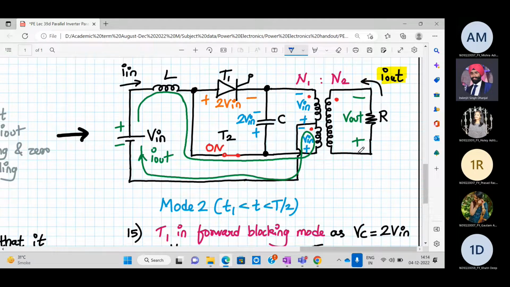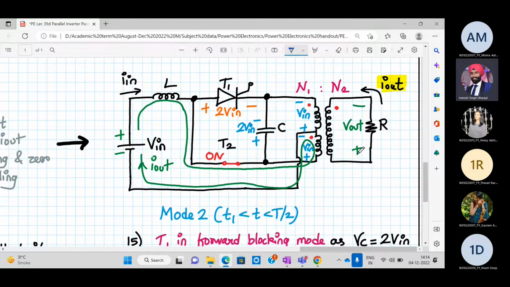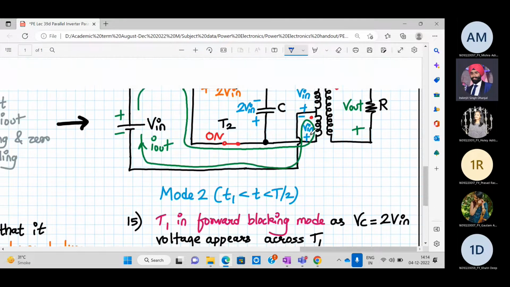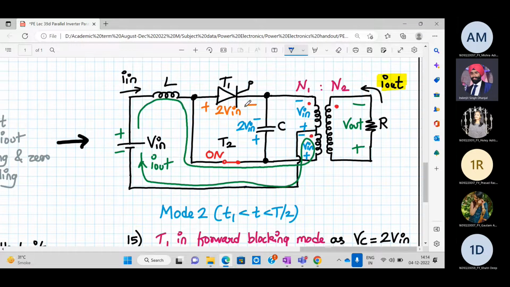Yes, no. Immediately tell. Yes, sir. Yeah. So in the first case, in mode 1, I out current was positive. Here it is negative. That means you have an AC current again. The story is still not over. So now T1 is in the forward blocking mode, meaning you can turn it on.